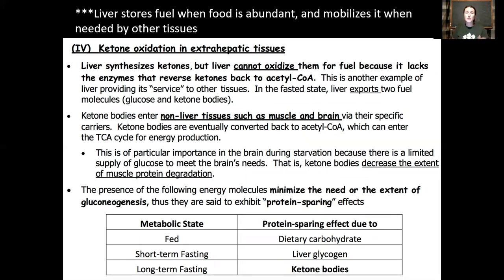Okay, so the liver, of course, stores fuel, right? Stores nutrients when food is abundant, when we're eating. So it can take it out of the blood and store it within its cells. But then when other tissues start to need that fuel, it can mobilize it and feed those tissues. There are a couple different types of molecules that the liver produces and works with to make sure that the body is fed all the time. And they're kind of broken down in this nice chart here.